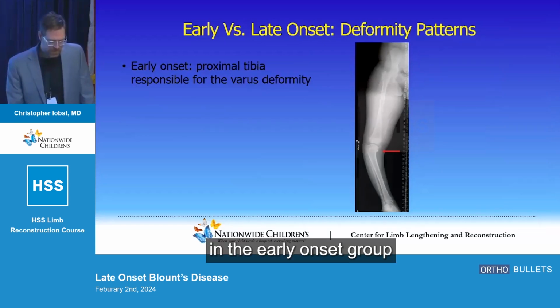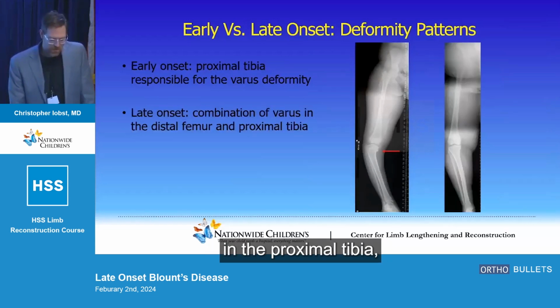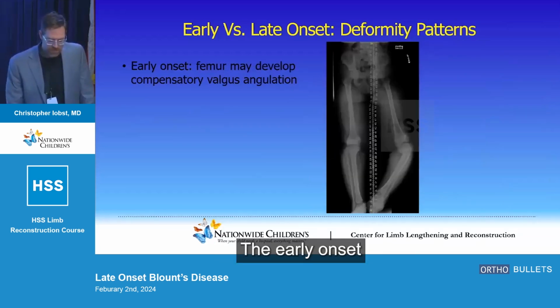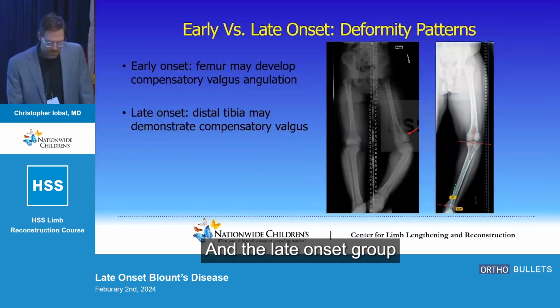The varus in the early onset group really only happens in the proximal tibia, whereas late onset typically gets varus both in the femur and in the proximal tibia. The early onset group can get compensatory distal femoral valgus, so that's different. And the late onset group can get distal tibial compensatory valgus.